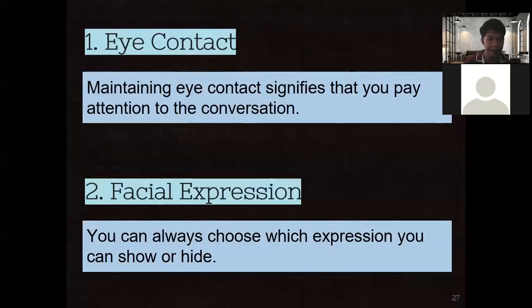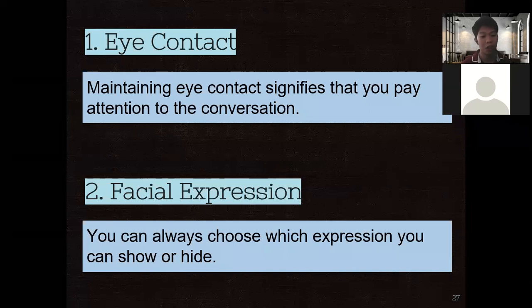And we have eye contact. Maintaining eye contact signifies that you pay attention to the conversation. For example, when you talk to your friend or when you talk to someone, when you pay attention, usually it will manifest in the eye contact. Or if there's a colloquium or a seminar, when you build eye-to-eye contact with the speaker, it means that there's a rapport in the communication.